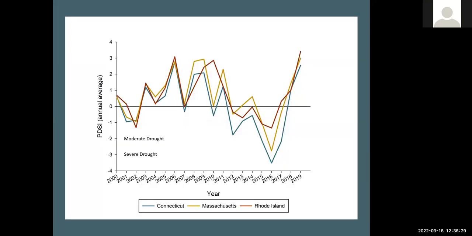And as you probably are aware, the region was in a drought. I think what's interesting, this is Palmer drought severity by year. Connecticut and Massachusetts were between moderate and severe drought. Rhode Island, and this is a region-wide assessment or estimate, really didn't suffer as bad as the conditions that were in Connecticut and Massachusetts, according to PDSI. Of course, that varies across the site level.